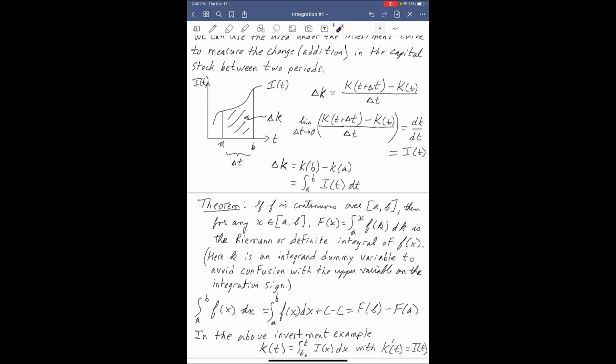And in the above investment example, we had that K at any period of time was equal to the integral between time 0 and t of that investment function I of x dx. So at some starting time, if we go back to this diagram, it would be over here somewhere, perhaps 0. That would be our t of 0. The first derivative of the capital stock at any given time is equal to the investment at that particular time.